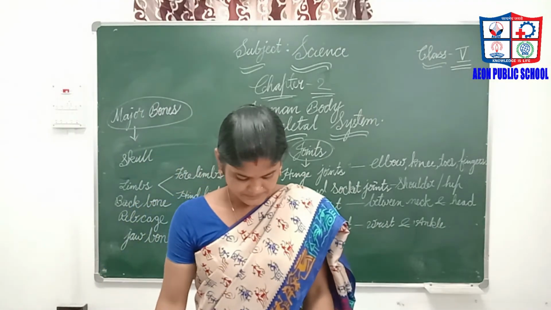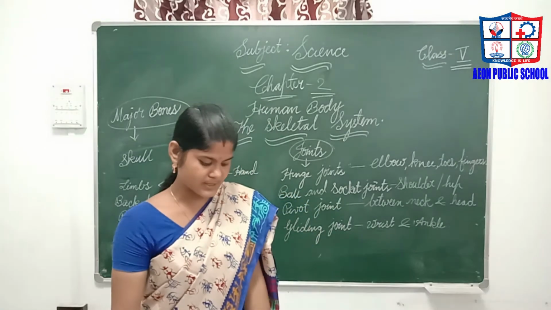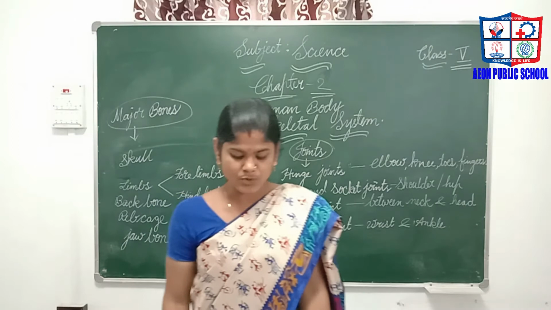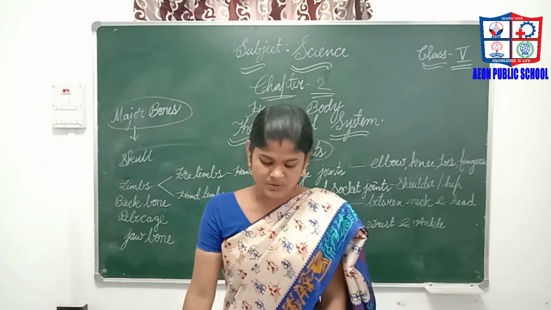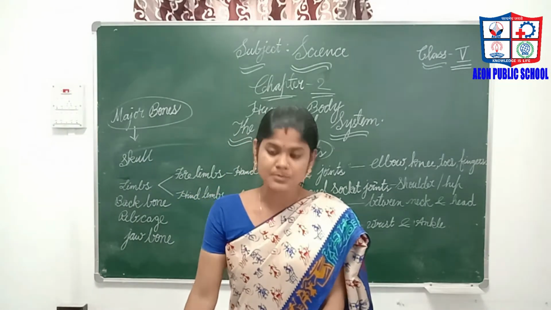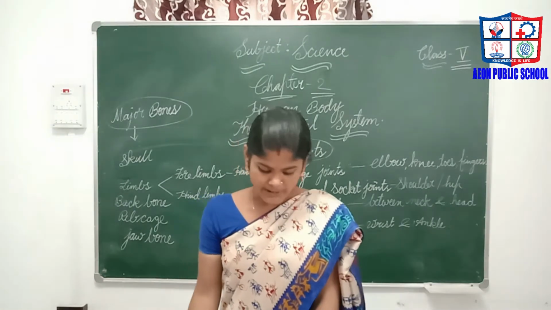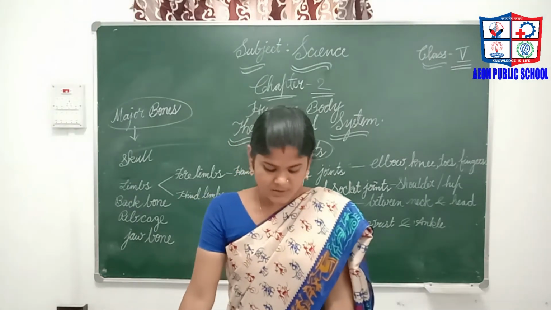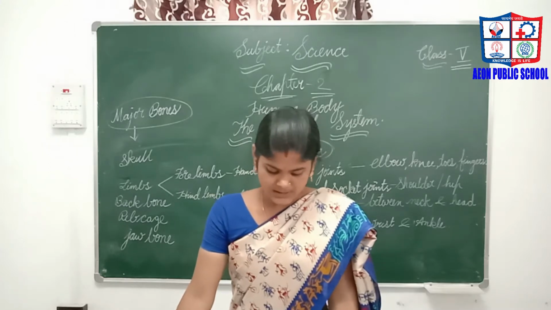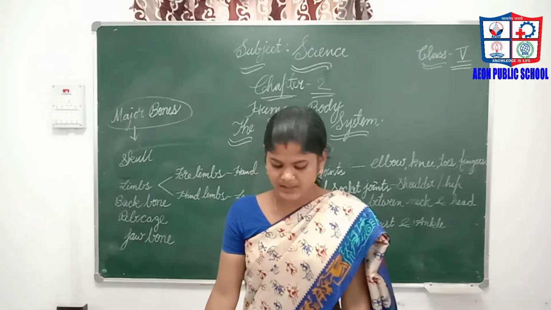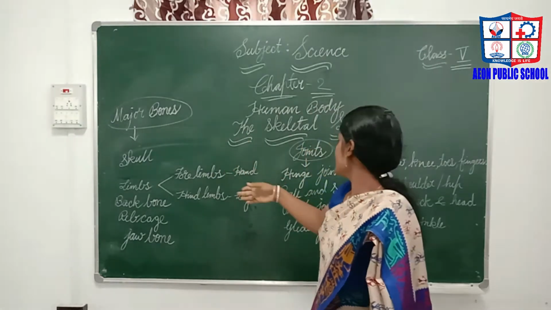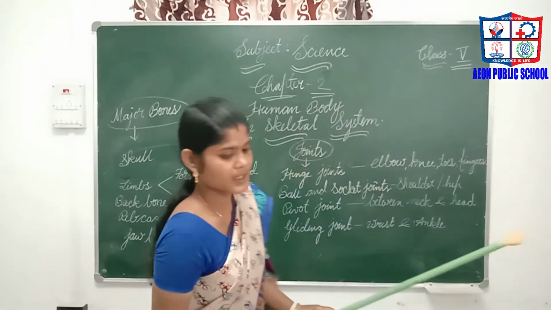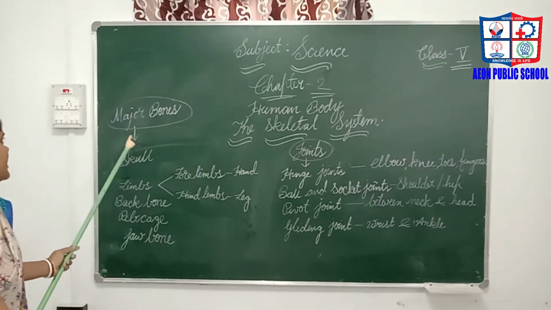So, here, what is the brief? First see what we will discuss in this chapter. The first part is major bones and their functions. First we will discuss what the major bones and their functions are, and the importance of bones, joints, muscles, and care of bones, muscles and joints. So this is what we will discuss in this chapter. So first see here the major bones and the joints. So what are they? After that we will read the chapter.